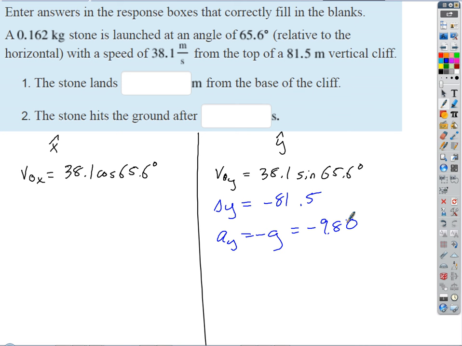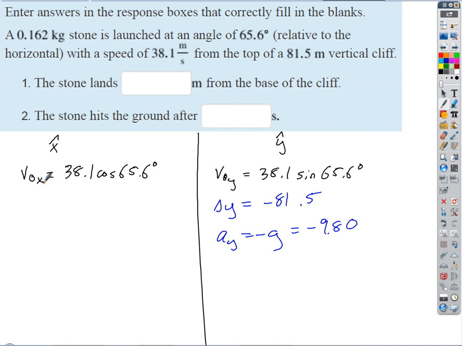The stone lands how far from the base of the cliff? Well, in order to get that information, this is how fast it's traveling horizontally. What else do we probably need to know? Time. We need the time, don't we? If we had the time, then we could just use that first equation, right? The horizontal displacement is just going to be its constant, and that's our initial velocity.